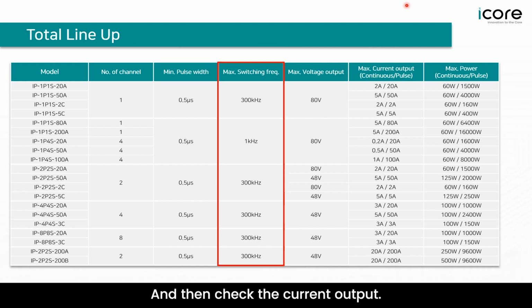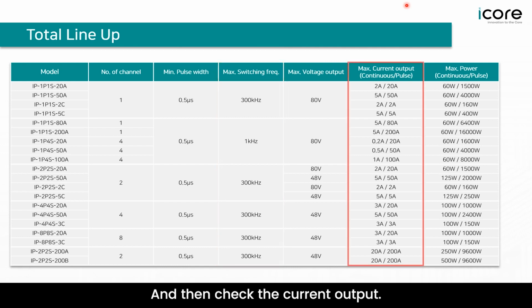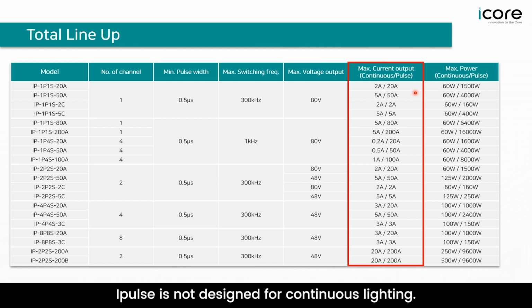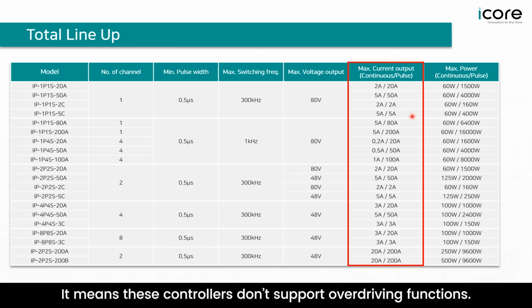And then check the current output between continuous current and burst current. Burst current is more important. iPulse is not designed for continuous lighting. There are some controllers that has same current for continuous mode and burst mode. It means these controllers don't support overdriving function.